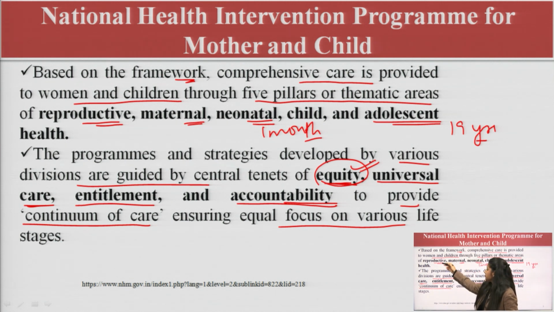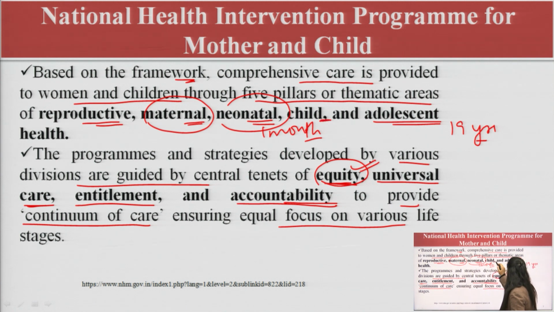Of course, the points which we have covered before, like the reproductive phase. What are the problems associated with reproductive age? There are some STIs, sexually transmitted diseases, reproductive tract infections. Then maternal, the mother phase: the problems associated with mothers in pregnancy, they are accountable in it. Then neonates, children, the child phase, the adolescent phase. So, these phases are covered in this National Health Intervention Program for mother and child.